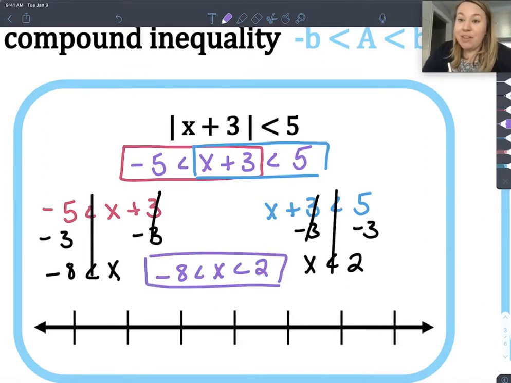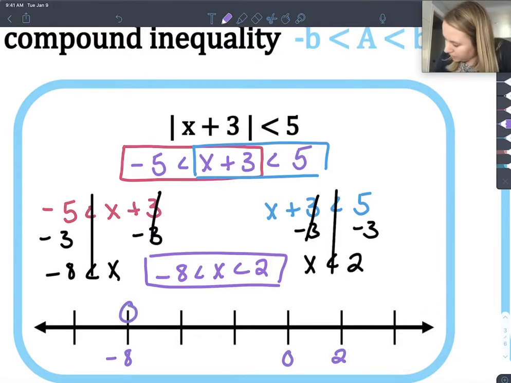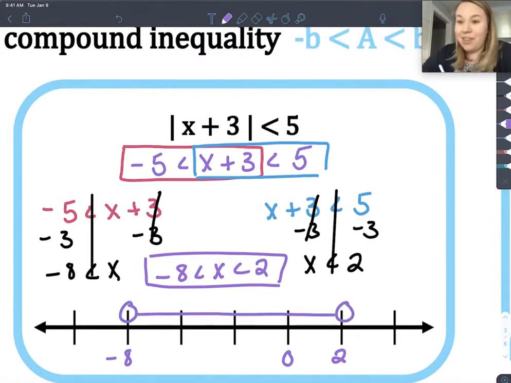Then, because we're dealing with inequalities, we can graph this. So on my number line, I would have a negative 8 and a positive 2. 0 is roughly there. And then I would have open circles on both values, and I would connect them with a line in the middle. There we go. There's our answer to our absolute value inequality.